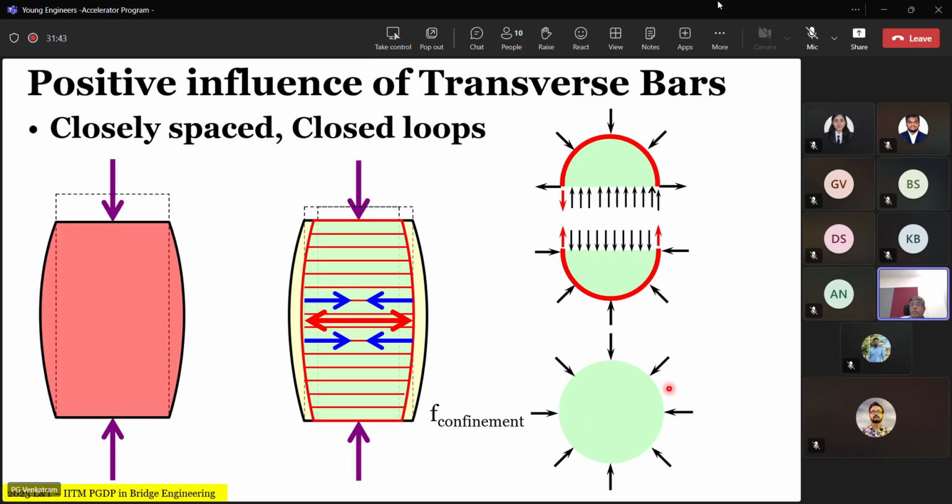This is an example of a circular section with a tie and the longitudinal bar. So the tie provides the confinement force, and you can call that the confinement stress, if you want. That is an effect induced merely by the presence of closed loops. Closed loops are the most effective form of confinement that you can provide.